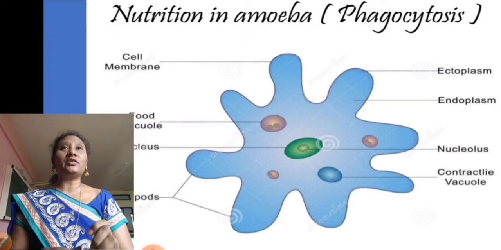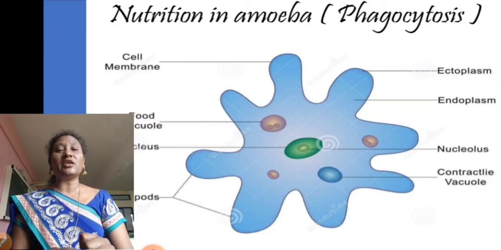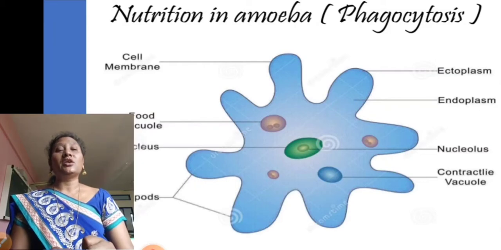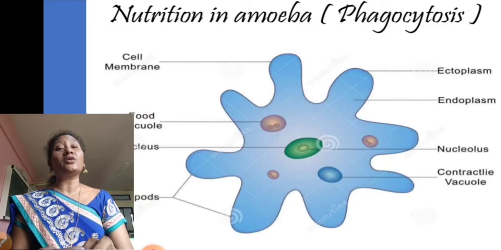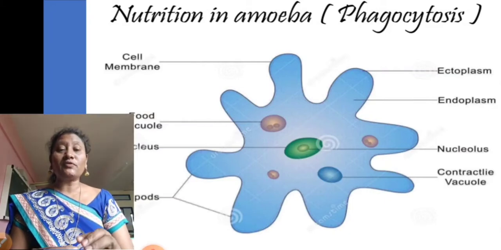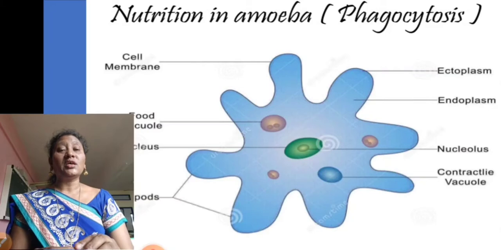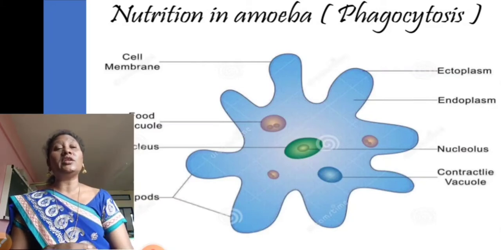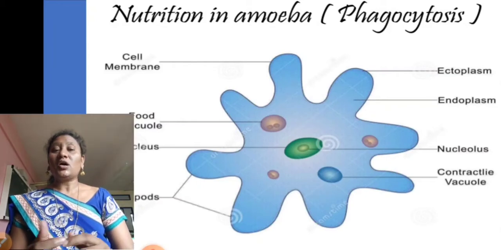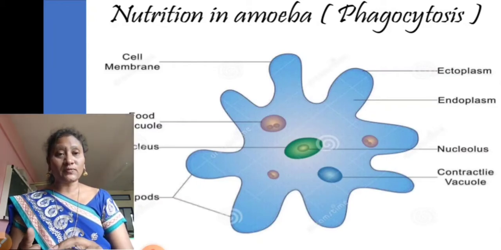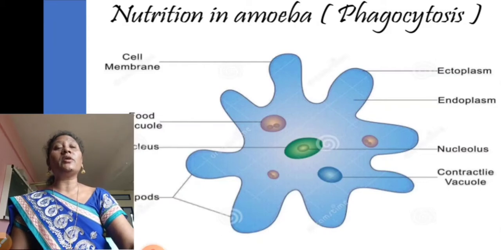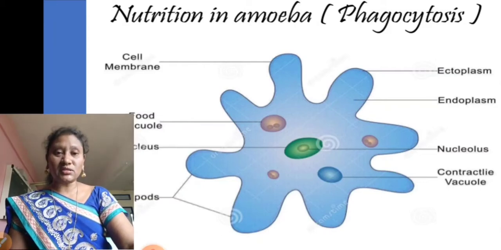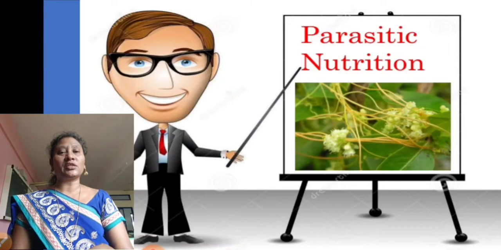So the contractile vacuoles and the food vacuoles take in the food. Due to the vigorous contraction and relaxation and also due to the secretion of digestive enzymes, the food gets digested. So the process of digestion in the amoeba is also called phagocytosis. Engulfing the materials into the cell is nothing but what we call phagocytosis. Also we call it endocytosis. So the process of nutrition in amoeba we can call phagocytosis or endocytosis.